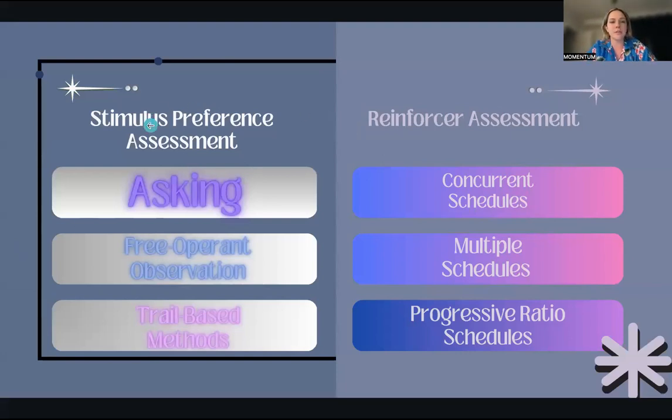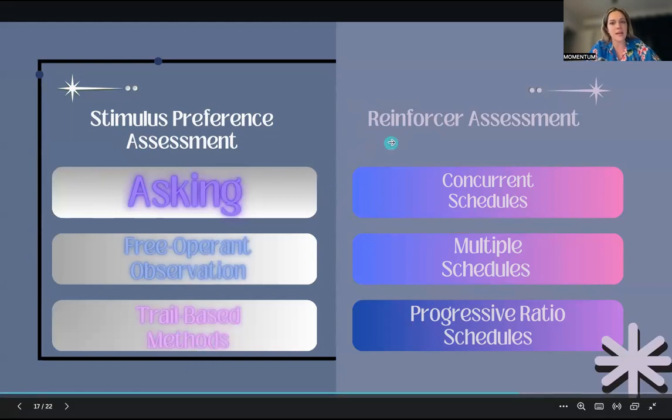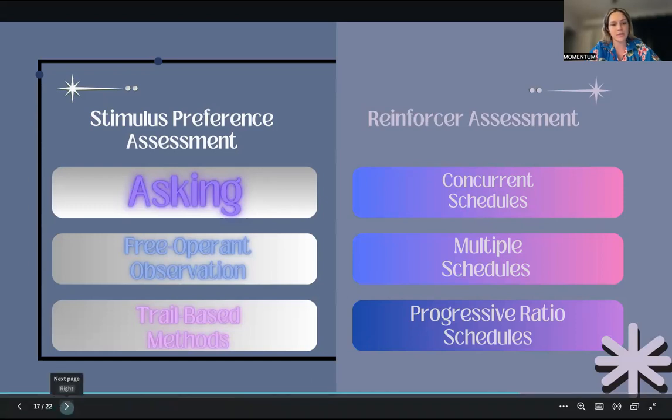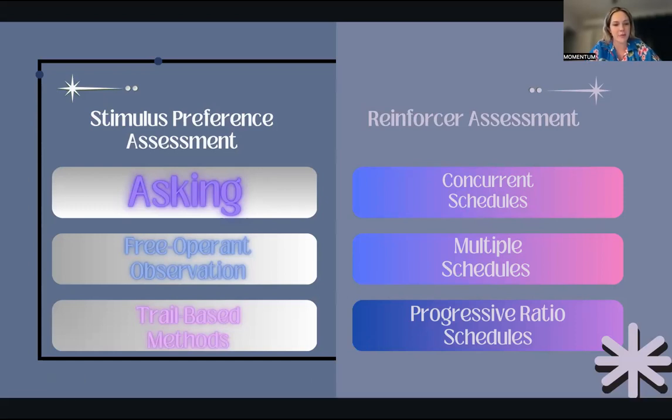Here we have stimulus preference assessment and reinforcer assessment side by side so that you guys can see the difference. They're very alike, but at the same time, very different. And they have a completely different purpose, meaning that for stimulus preference assessments, we have asking, we have free operant observation, and then trial-based methods. And then we have reinforcer assessment on the other side. We have concurrent schedules, multiple schedules, and progressive ratio schedules. Don't be alarmed. We're going to get into them now.